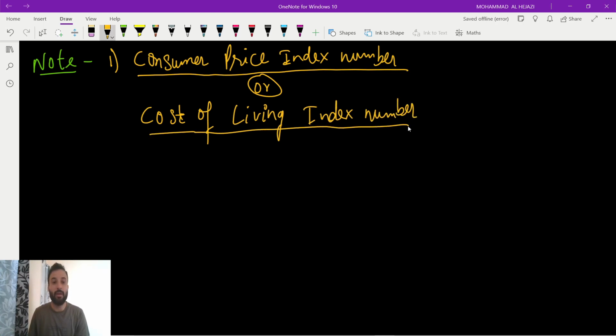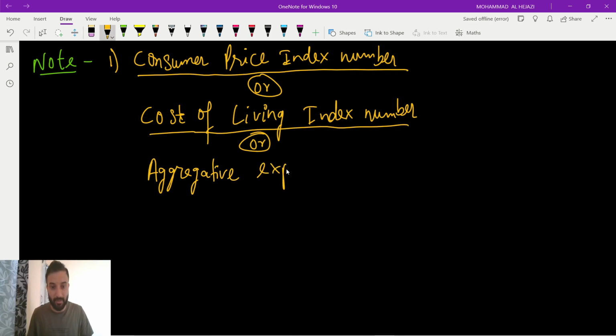remember the thing, suppose they tell you to find the consumer price index number, or the cost of living index number, or if they say you to find the aggregative expenditure method, because aggregative is the same as average expenditure method, or they can say arithmetic mean expenditure method or aggregative expenditure method.